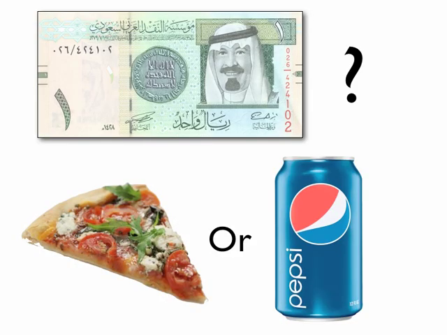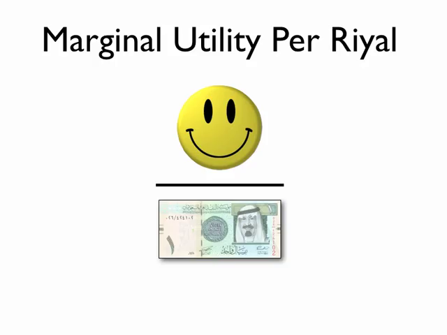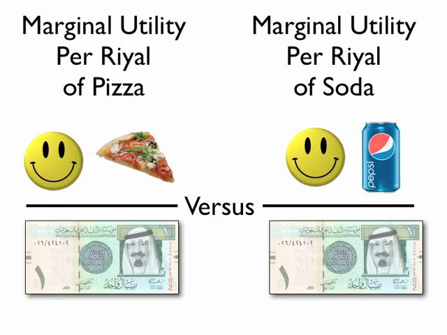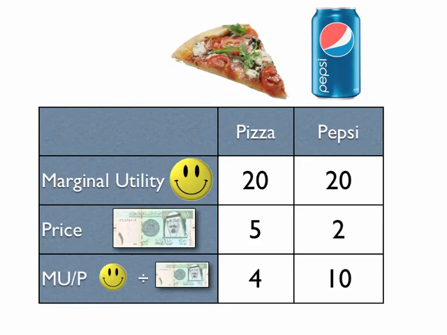Okay, let's think of an example. If we have some Riyals that we want to spend, what should we spend them on, pizza or Pepsi? Really what we have to think about is the marginal utility that we derive from each one of those products per Riyal that we have to spend for that product. We're really thinking about the marginal utility per Riyal of pizza versus the marginal utility per Riyal of soda or Pepsi.